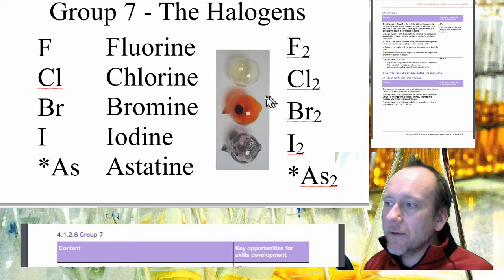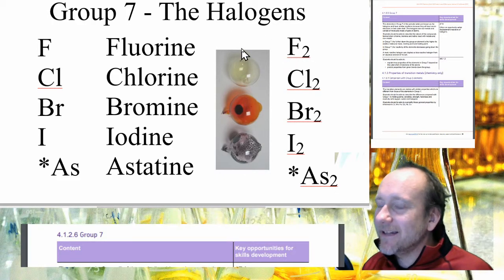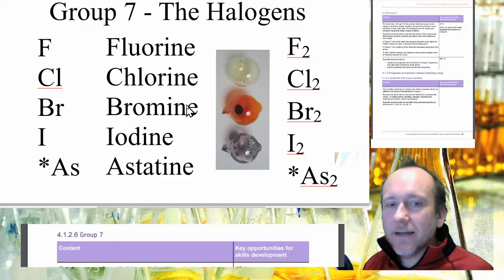Bromine is the only other element which is liquid at room temperature, the other one of course being mercury. Chlorine is this pale green gas that you can see here, and for fluorine there isn't a good picture, which is why there isn't one here, and it's more or less transparent.